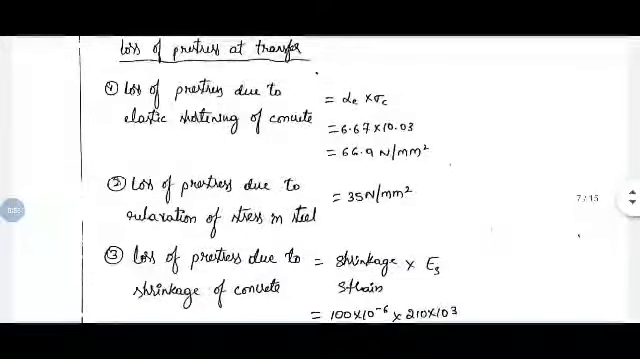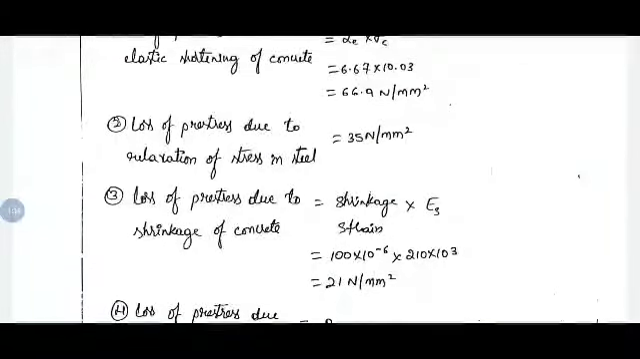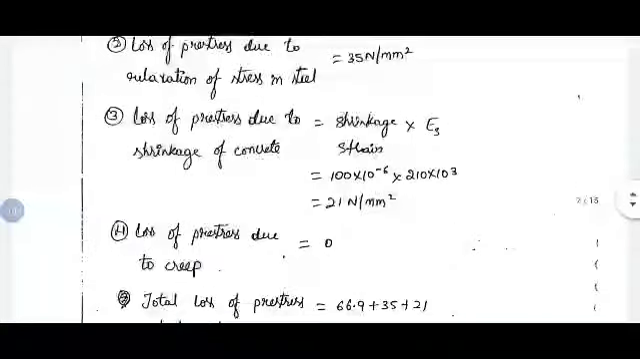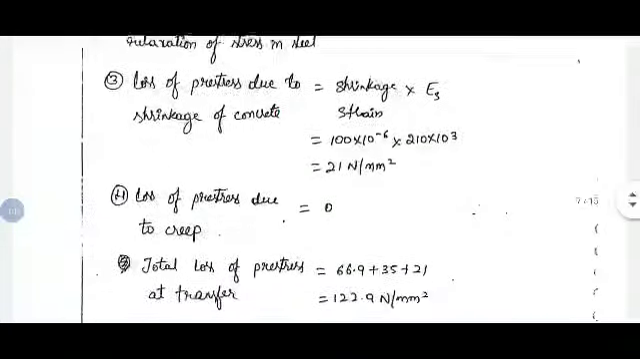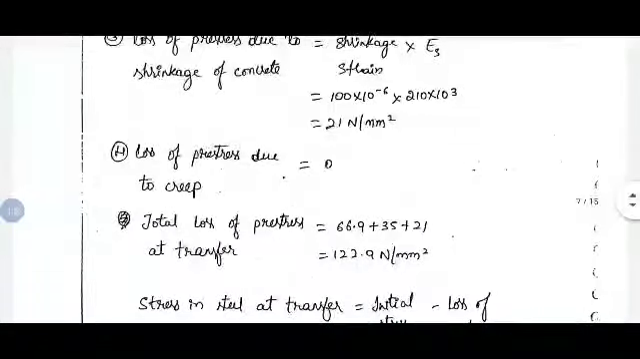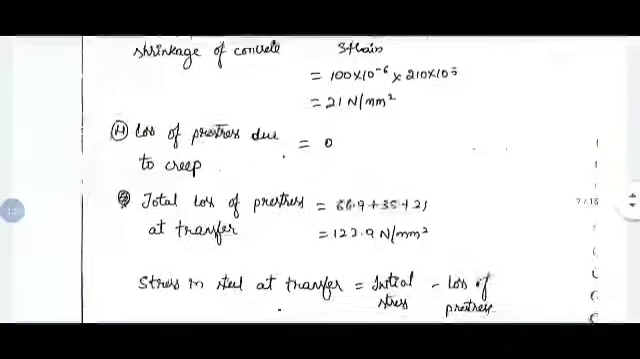So first, loss due to elastic shortening, modular ratio into stress in concrete at the level of steel. Then loss due to relaxation of stress in steel, it is directly given as 35 Newton per mm square. Then loss of pre-stress due to shrinkage, strain is given, and Young's modulus of steel is given. Then loss due to creep, it is 0, since the creep coefficient is 0 in the data. So add all three, we will get the total loss.